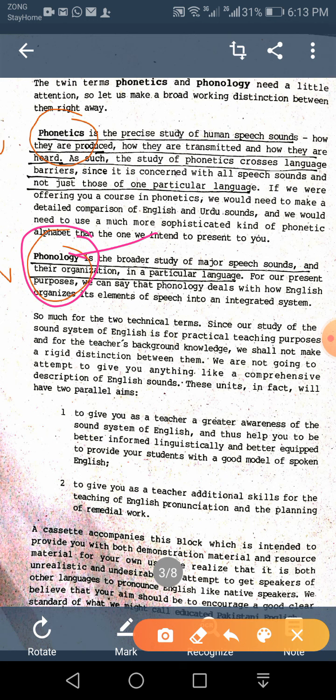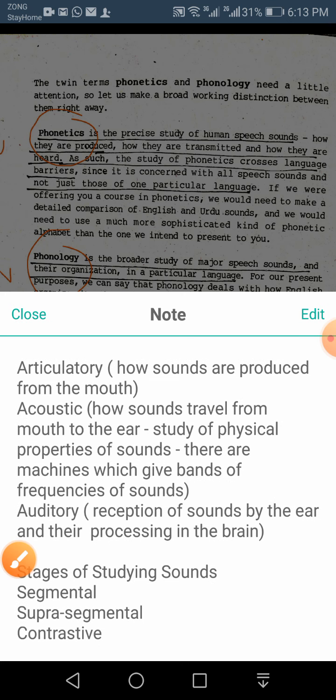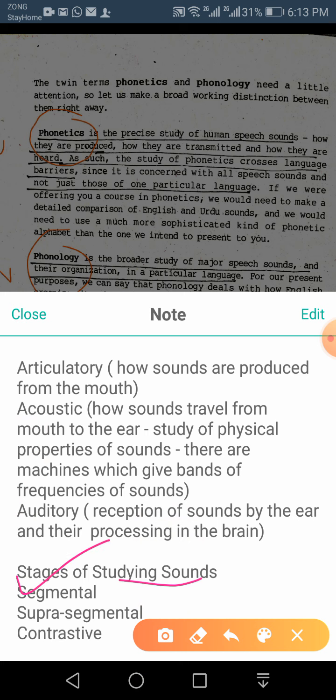Okay. Now this study of sounds can be conducted at three levels or three stages. The first stage is known as segmental phonology. Let me show you the note. As you can see here, these are the stages of studying sounds. One is segmental phonology. In this we study segments like phonemes, consonants, vowels, voicing feature, then how they form patterns like syllables, etc.